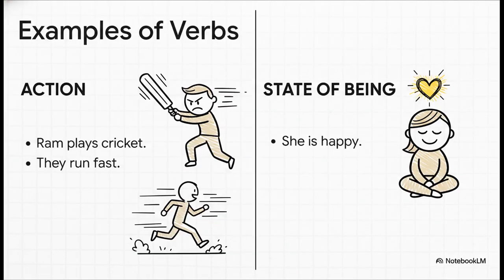Let's see this in the wild. Look at "Ram plays cricket and they run fast." In both of those, the verbs plays and run are showing us a clear action, right? You can picture someone doing those things. But then look at "she is happy." The verb isn't an action. It's describing her state of being. And that's the whole definition in a nutshell.